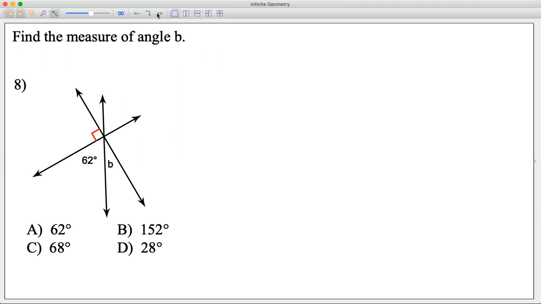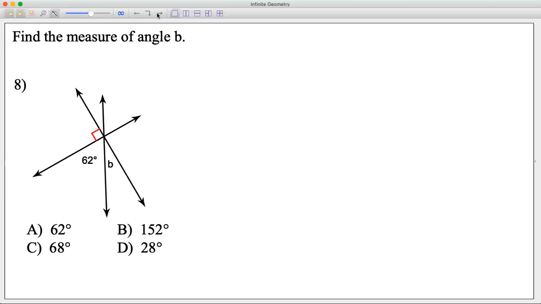We got to find the measure of angle B. Well, there's a number next to it, 62. And there's a red thing right there. The red thing means the key to this one is noticing that this line right here is a line, and that B is on that line. And how many degrees are in a straight line? From here all the way to here is 180 degrees, and you got a 90, and you got a 62, so what's left? We know there's 180 degrees in a line. Well, there's 62 of them, and there's 90 of them.